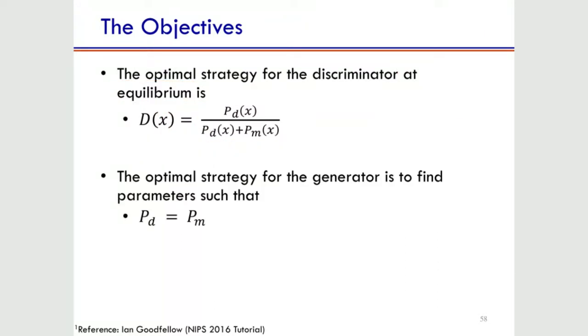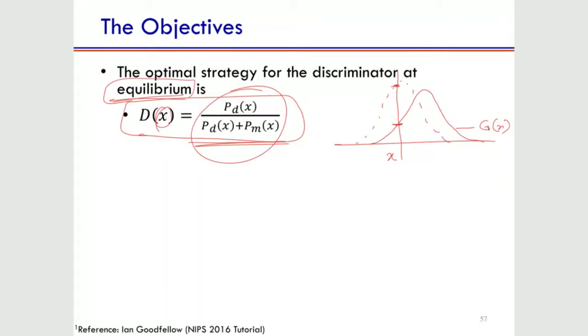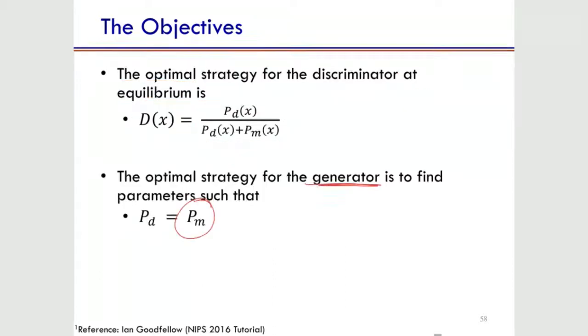And what is the optimal strategy for the generator? The generator's optimal strategy is to get the solid curve to exactly match the dotted one. If it matches, then the discriminator cannot say anything. In fact, the discriminator's optimal strategy is to flip a coin and say it's 50% real, 50% fake, like you don't know whether it's real or fake. That's what we saw: shift that solid curve a little bit to the left, and if they overlap, then that's the strategy. So that's what the generator wants to find.